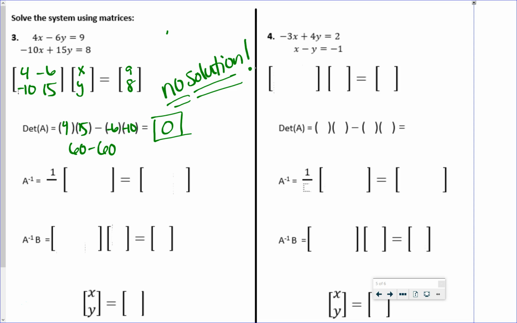I'll give you a second, you work on number 4. Some of you have already started, so I'll give you a chance to finish. Make sure you're checking with your neighbor. All right, number 4.